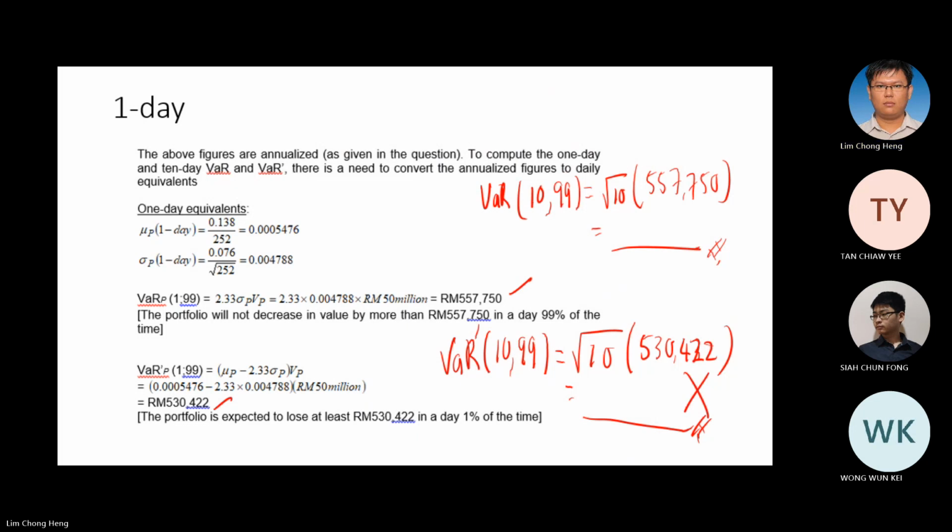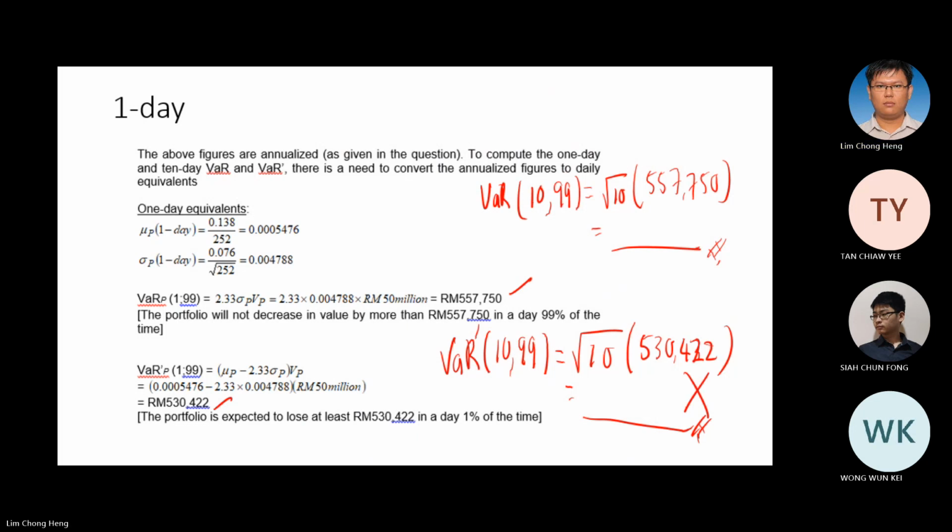Why? Mr. Lim during the class said my VAR is very flexible. You can convert 1 day to 10 day, 10 day to 1 day. But this question is wrong. Why? I just only said VAR. I never said the absolute VAR is flexible like this.